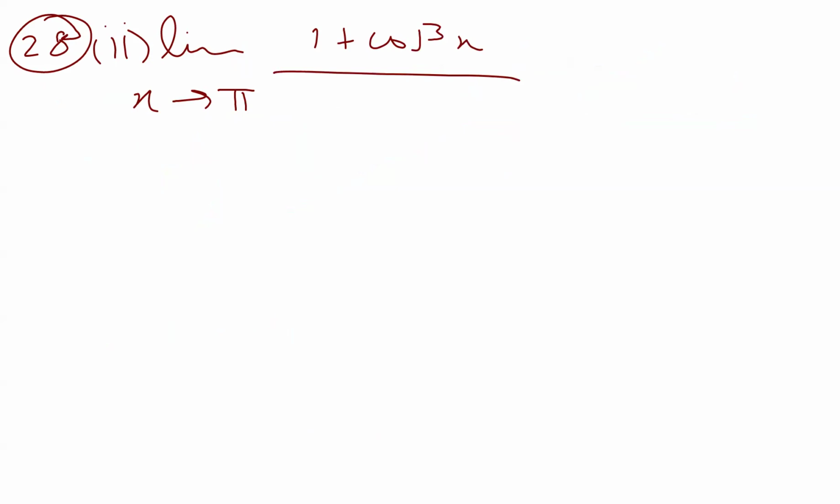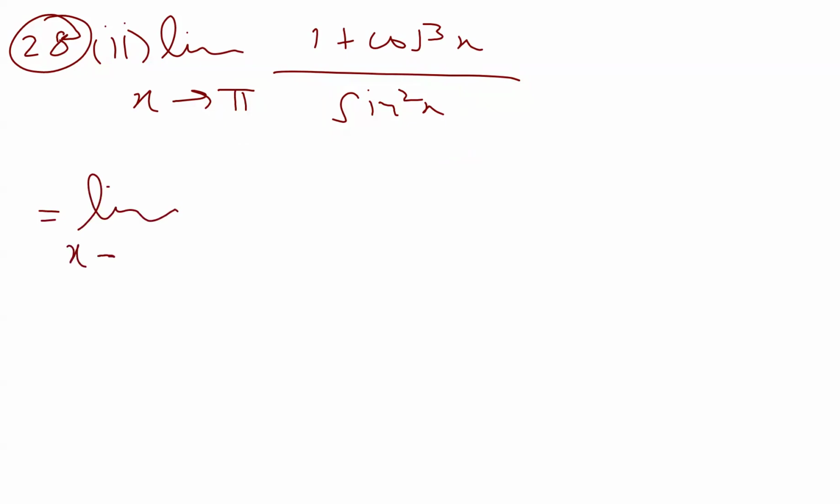Question number 28, sub question 2. Limit x approaching pi of (1 plus cos cube x) upon sine square x. Now this is sine, but I'll not multiply and divide with x, because x is not approaching 0. So I'll have to do something else.